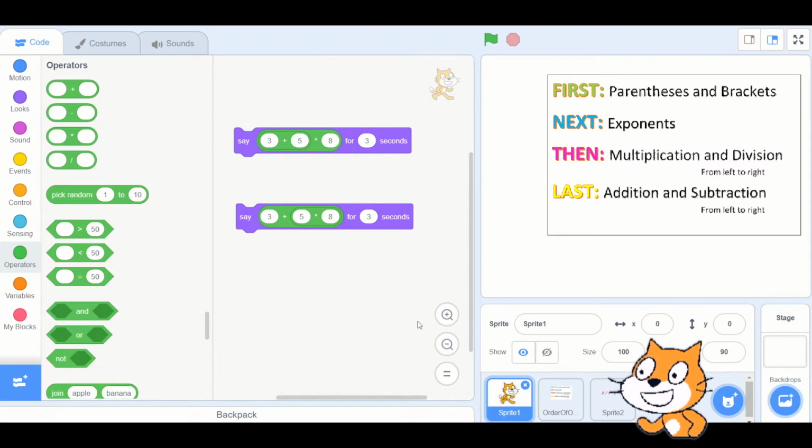The first rule applies to the operator blocks. They are to be handled as parentheses. Both 64 and 43 are right answers.